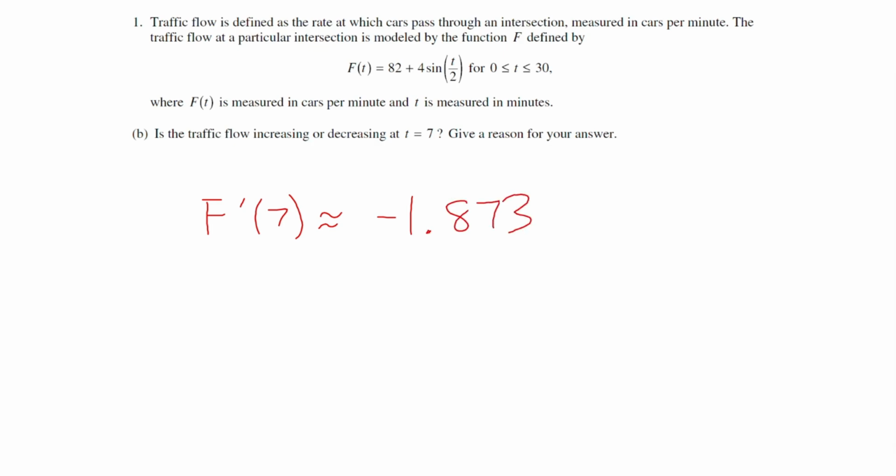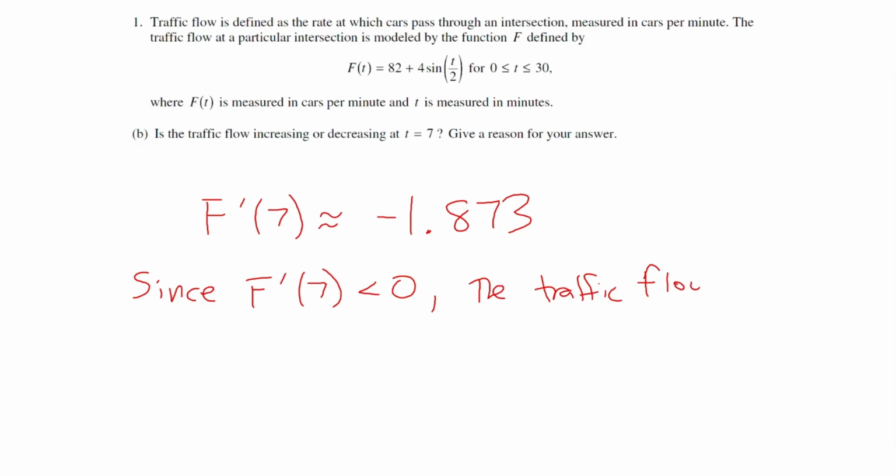And so we can say, since that is less than 0, since capital F prime of 7 is less than 0, the traffic flow is decreasing at t equals 7. And they gave you 1 point there for just having that answer with the reason.